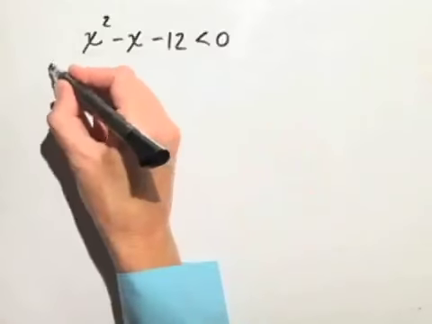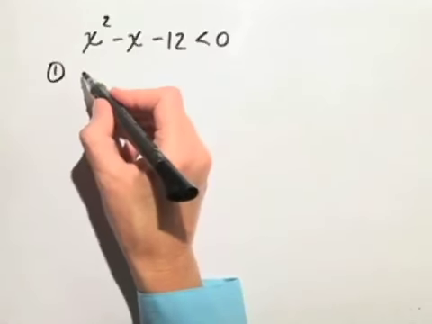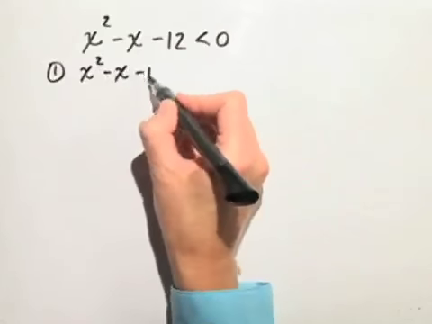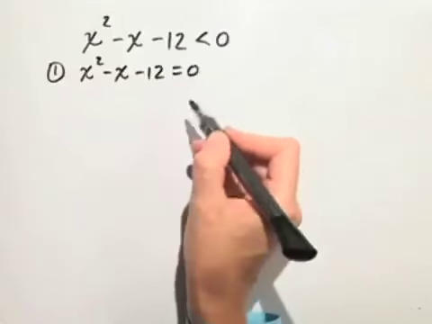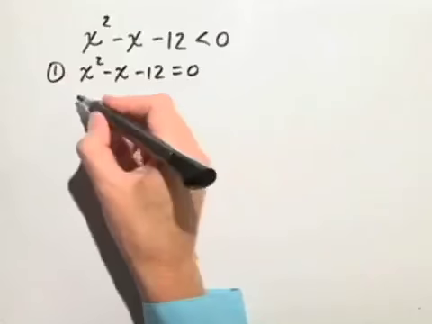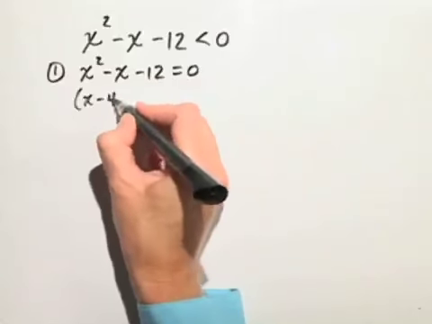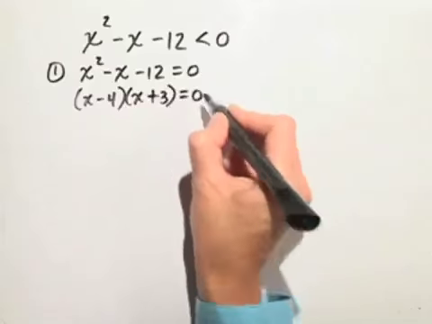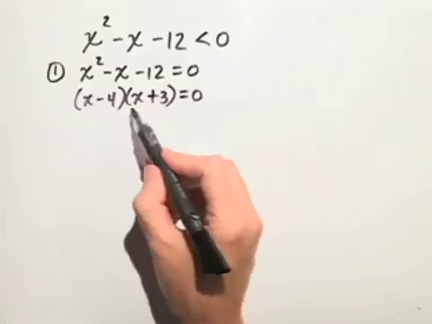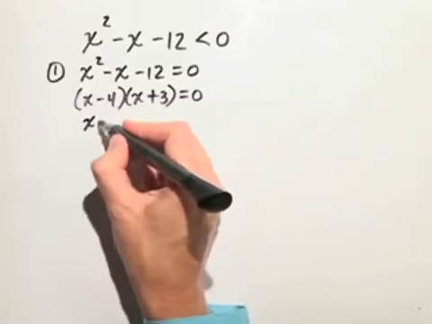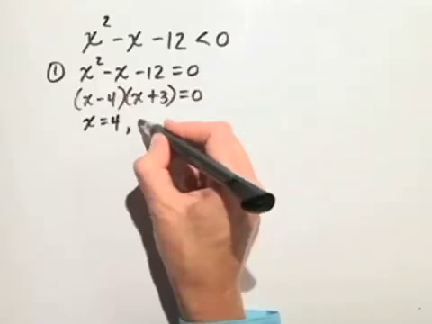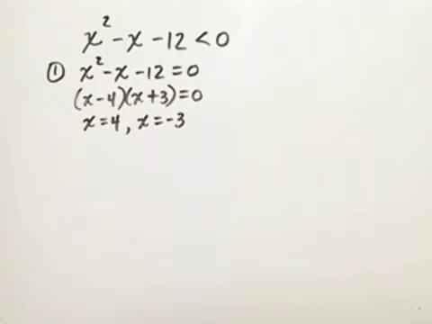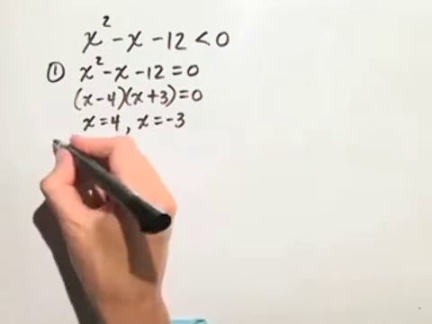So the first step we do is we solve the quadratic equation, x squared minus x minus 12 is equal to 0. This is going to give us our boundary points. This factors: x minus 4 times x plus 3 is equal to 0. If we set each factor equal to 0, we get two solutions. X is equal to 4 or x is equal to negative 3. Now, let's move on to step 2.